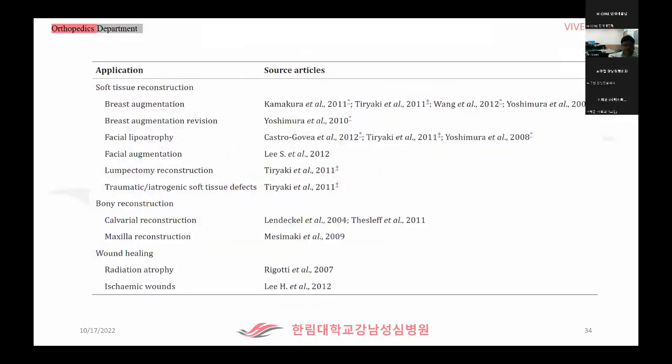So you may see this particular table will provide a proper insight to you on the applications of the adipose tissue, like soft tissue reconstruction, like breast augmentation, facial lipoatrophy, then facial augmentation, and these are some evidence-based studies which have been provided as a source article. Then bony reconstruction, then wound healing. It has been found that in case of radiation atrophy, adipose-derived tissue plays a very important role over there.